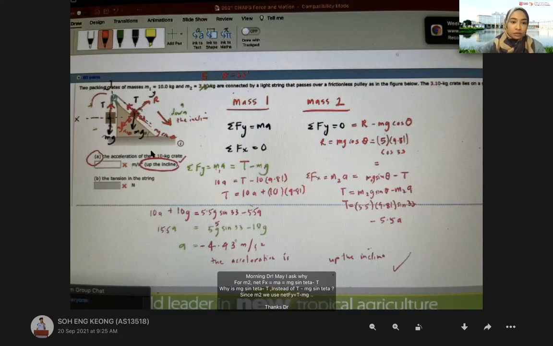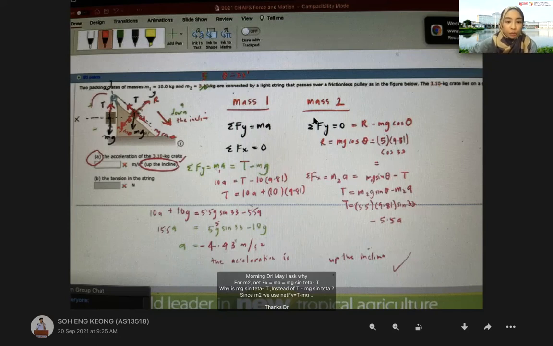Okay. So again, kita baca soalan balik. Two packing crates of masses M1 is 10 kg and M2 is over here, M2 is 3.1 kg, connected by a light string that passes over a frictionless pulley as in the figure below. The 3.1 kg crate lies on an incline. Find the acceleration of the 3.1 kg crate. Oh, so this is from WebAssign that I copied.